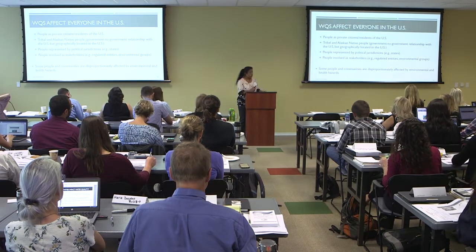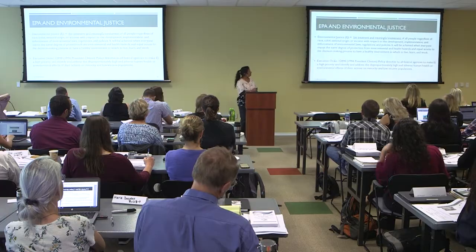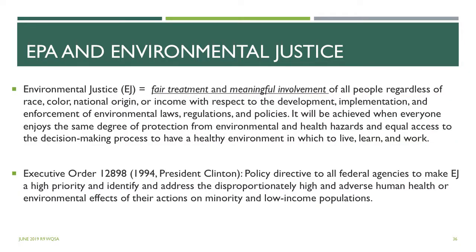I'm going to skip this one because we all know water affects everyone. And environmental justice, this is really about the treatment and meaningful involvement of all people affected by water quality, regardless of race, color, national origin, or income. And there was a directive by President Clinton that all federal agencies need to make environmental justice a high priority. This is actually coming up a lot, and you'll see later on when people start talking about whether costs are an impediment to being able to implement controls.